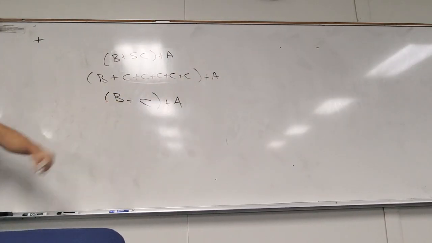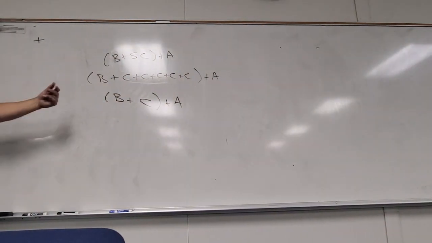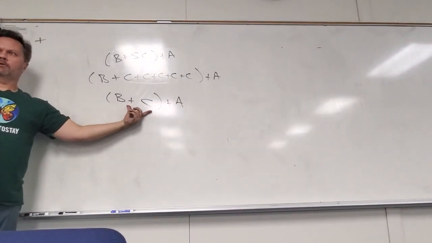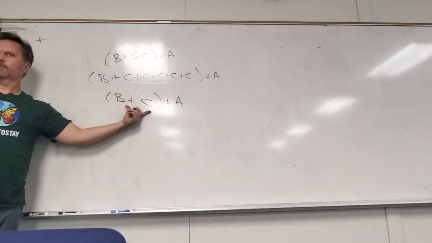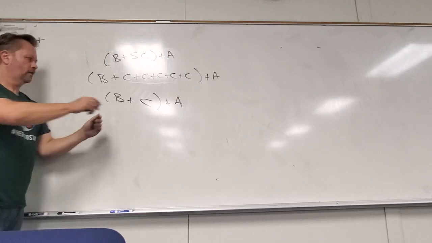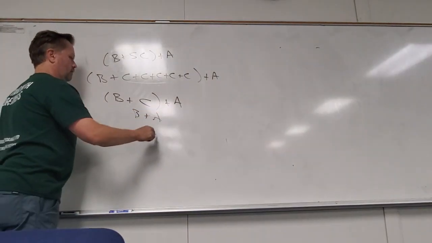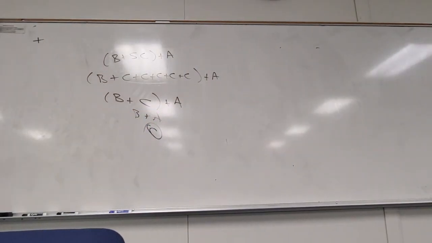Okay, maybe. And now it should be relatively easy. You guys already told me what B plus C was. B, and then B plus A. C, of course the answer is C. You can't get away from C. Is that all right?